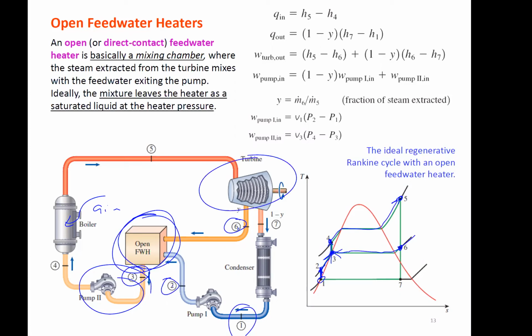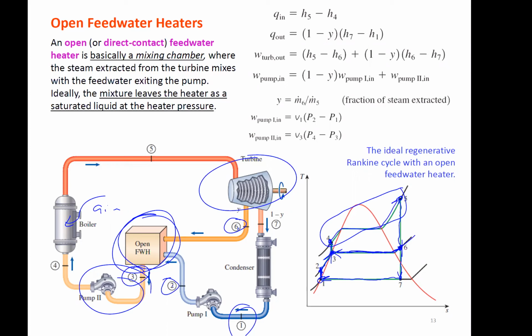And now we go through our turbine. If we expanded all the way through the turbine to the condenser pressure, we would go from 5 all the way to 7. But what's happening is a fraction of that steam is being pulled off at a mid pressure at 6 for that open feed water heater. And then the condenser is 7 to 1 right here. So all we're adding heat externally is from 4 to 5 in this feed water heater system.